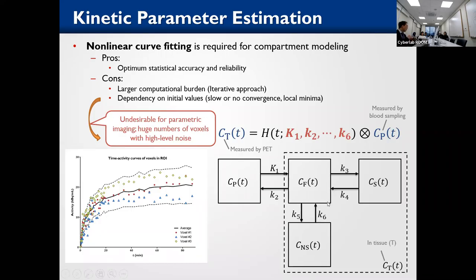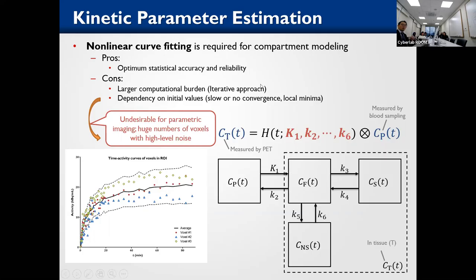Then after adjusting the parameter values, we can regenerate another curve and compare again, and assess whether the difference is high or small. So we repeat these steps until some criterion is satisfied. It means that the generated one and the measured one look similar. Then we can stop the repetition.